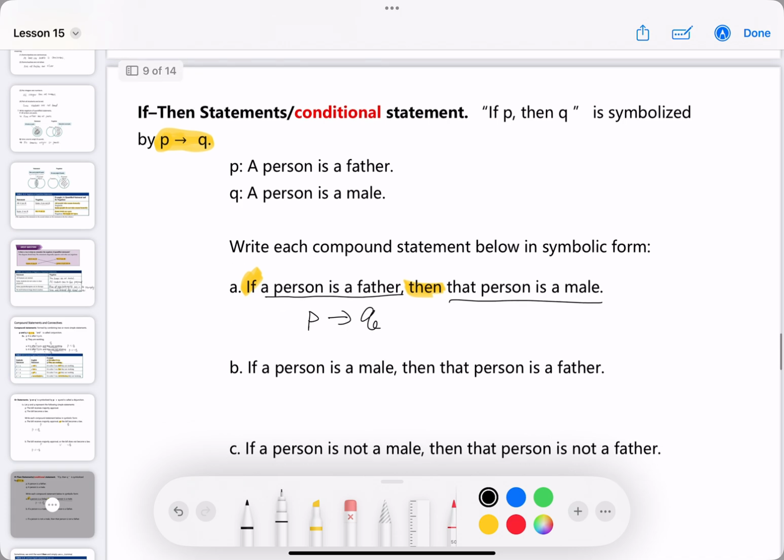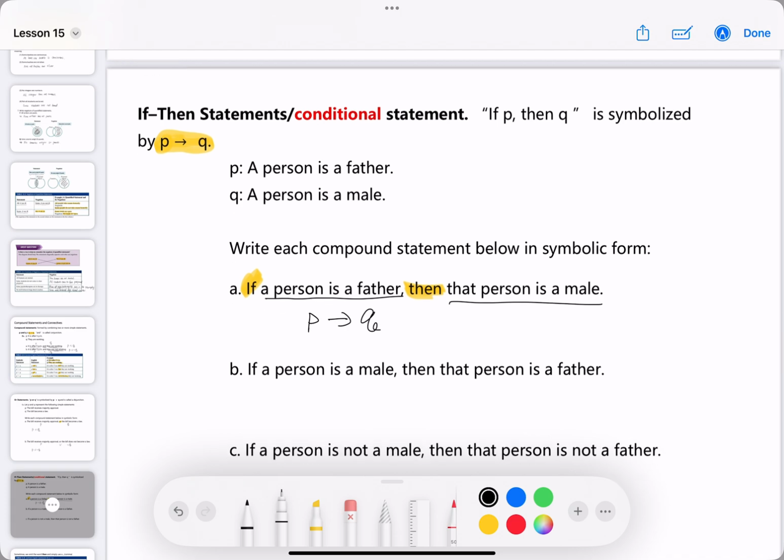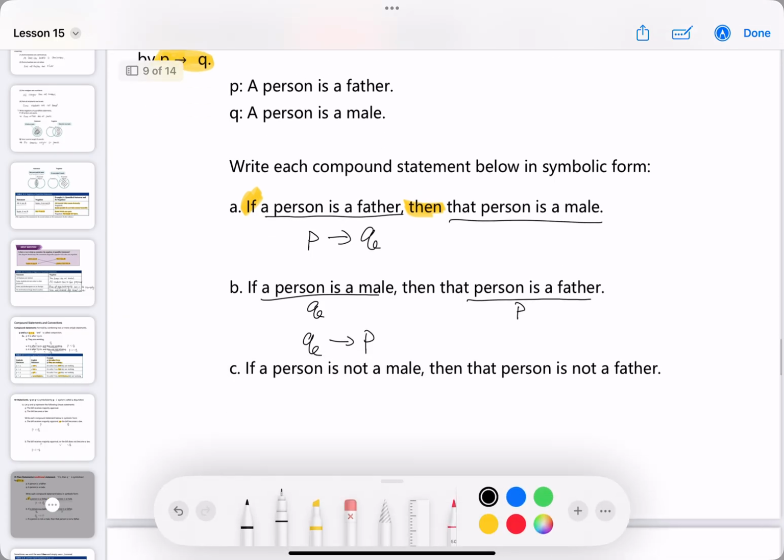Second statement, if a person is a male, this is a Q, then that person is a father, this is a P. So if Q, then P. The third example is if a person is not a male, not Q, then a person is not a father, not P.